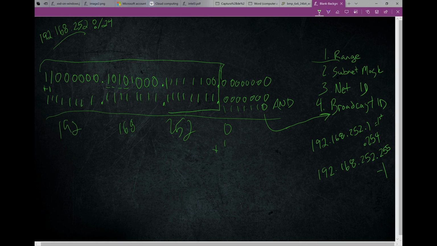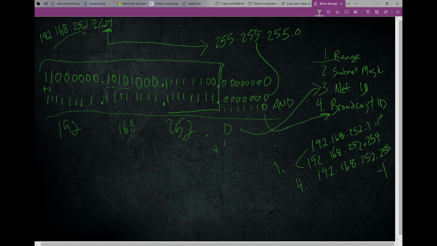All right, so I have, I think, all my information I needed to get. This right here is my range. This right here is my broadcast ID. Over here, the .0 is my network ID. Oh, and the subnet mask. That's just so easy. A subnet mask would look like this. That is when you have all 24 bits on.